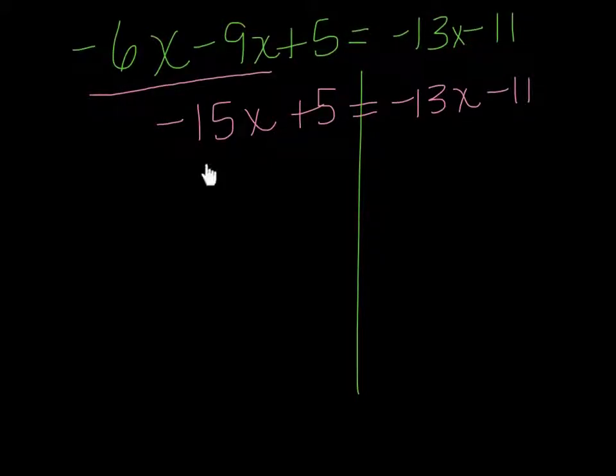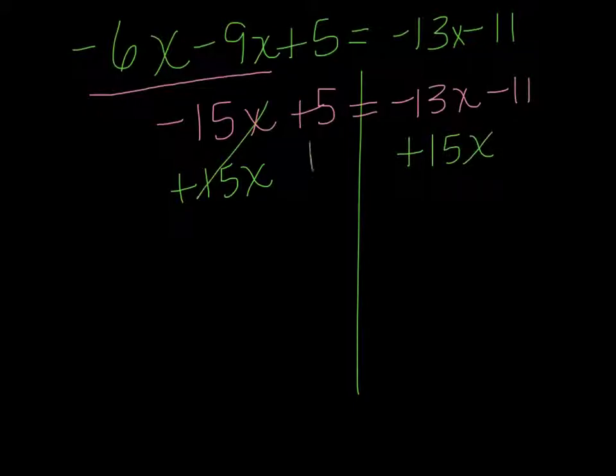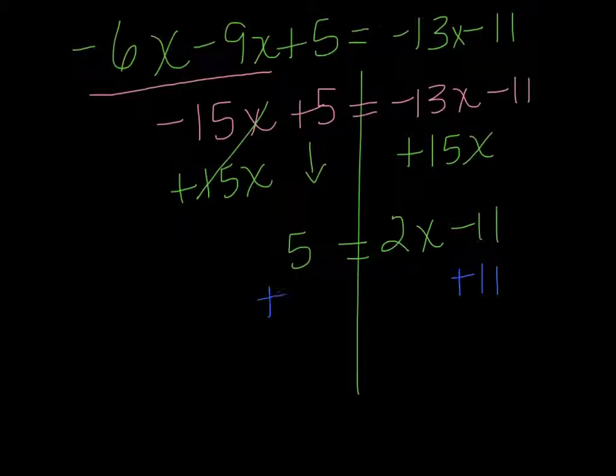Again, let's go ahead and bring this negative 15x over here, and that will give us some positive x's. The opposite of a negative 15x is a positive 15x, which is why I'm adding 15x to both sides. Those cancel out, leaving 5 equal to negative 13x plus 15x, which is actually 2x, minus 11. Again, I want to bring the numbers to the right. You're going to add 11 to both sides. 2x is equal to 16.